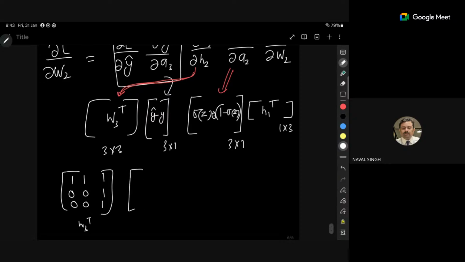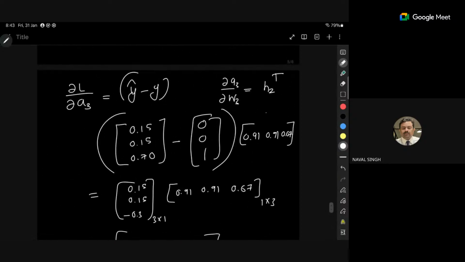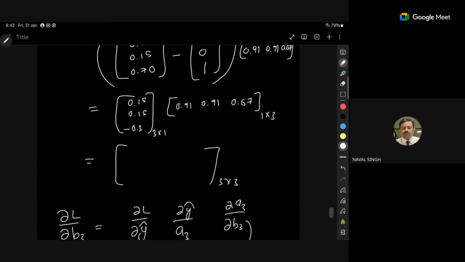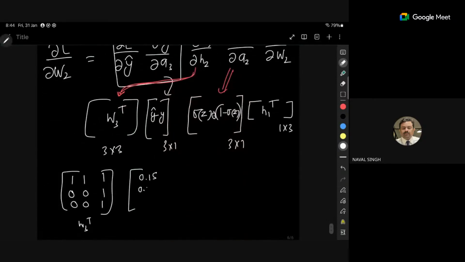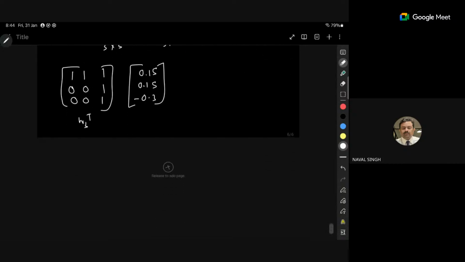Now y hat minus y, it is 0.5, 0.15, 0.15, 0.7, minus 0.3. Okay, so this is what it is. Now this should be element wise multiplication of both of them. Just I think I missed it, but this should be also a matrix. So this is also another trick that you have to do.